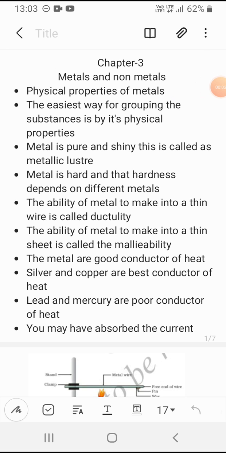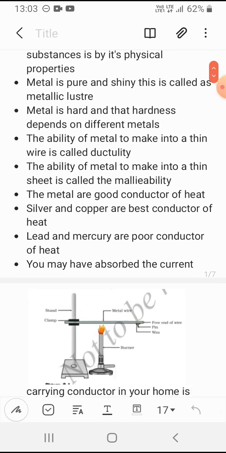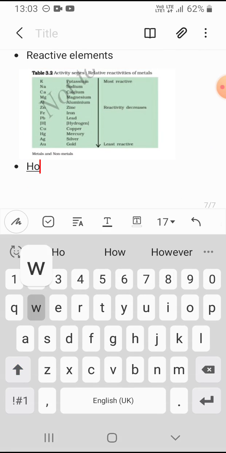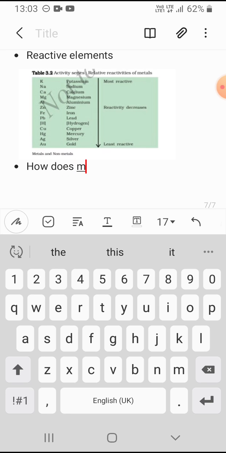I'm in coaching center. Today I'm going to explain your 10th standard science chapter 3, metals and non-metals, part 2 video. So let's come to the next topic. After reactive metal elements, how do metals and non-metals react?